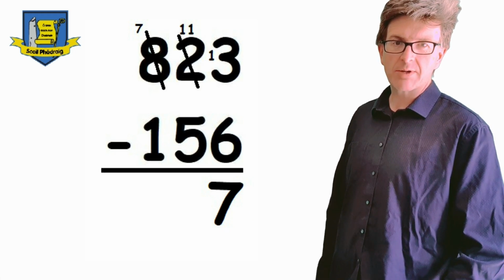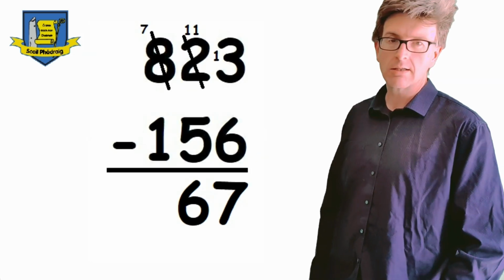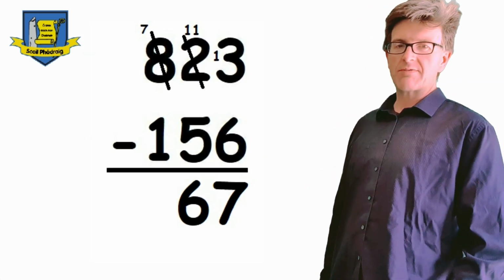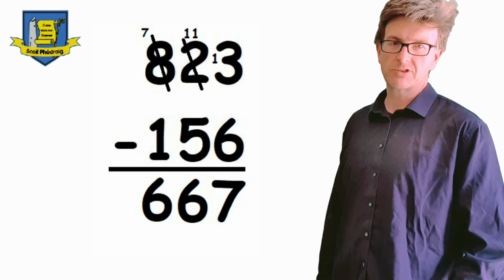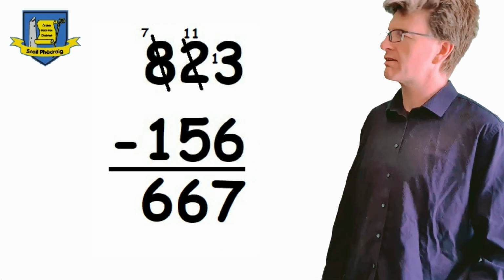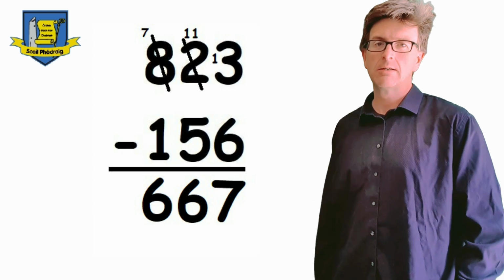So the 11 take away 5 is 6, and we finish it off with the hundreds. 7 take away 1 is 6. And there we go. So that's how you regroup, and that's a tricky one. So you have to actually regroup twice there.